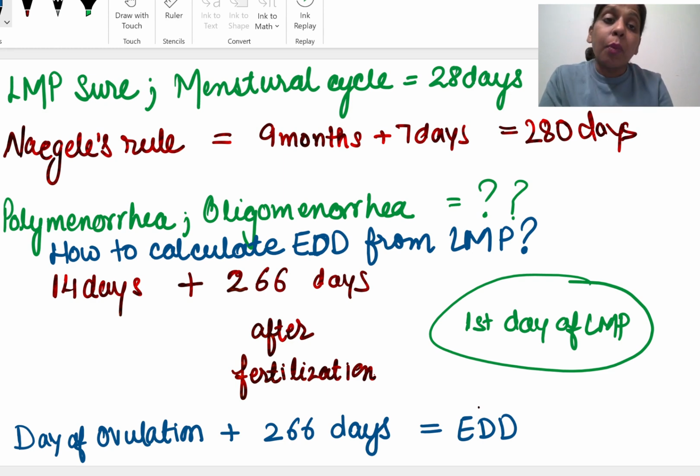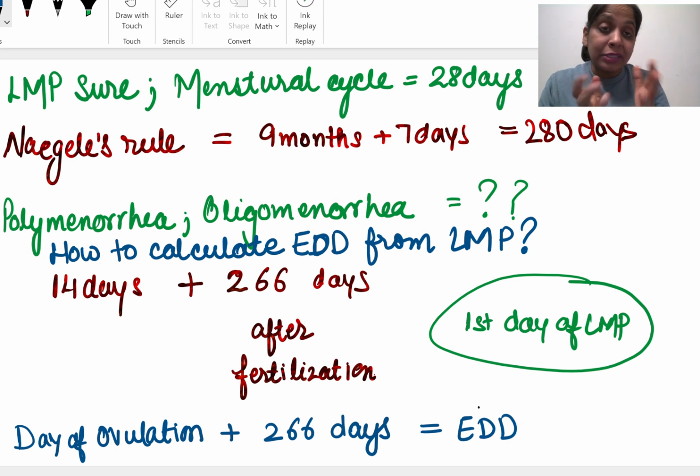Now let's see what we will do if the cycles are regular but not of 28 days. For example, a patient gets her monthly cycles every 35 days. Then can we use Naegeli's formula? No. Naegeli's formula is to be used only when the menstrual cycle is of 28 days. Okay, so now what will we do if the patient has polymenorrhea or oligomenorrhea?